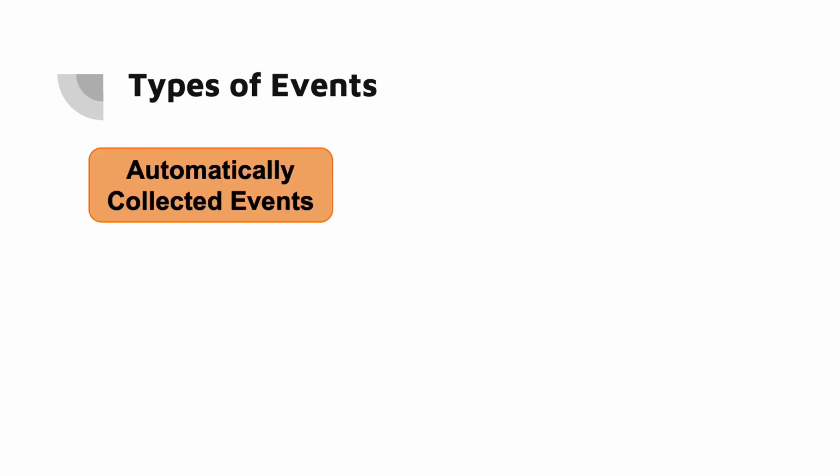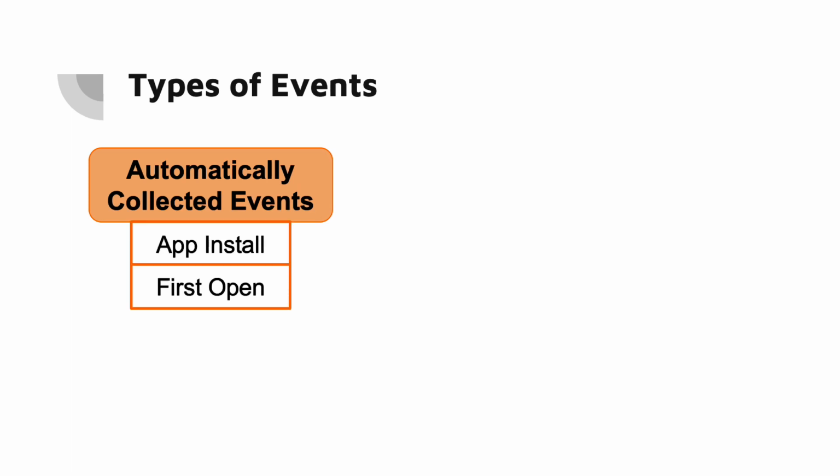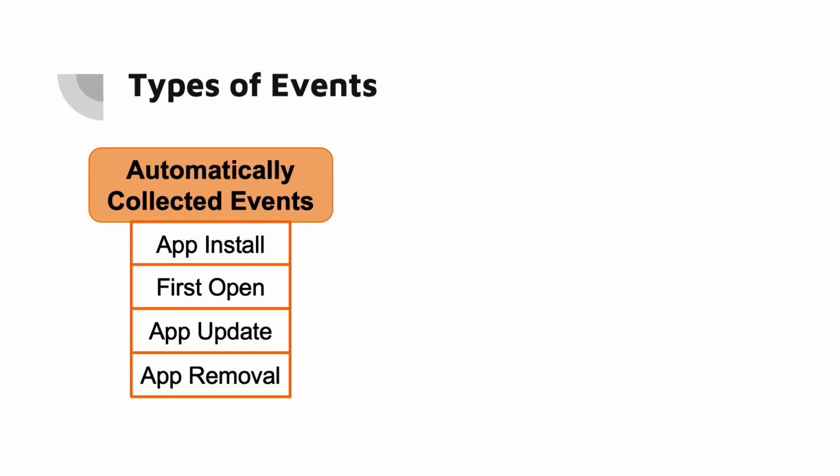There are two types of events. The first type of events that Firebase Analytics provides are automatically collected events. These are events that Firebase automatically logs for you without any additional coding on your part. Examples of these include app install, first open, app update, and app removal. These events provide you with fundamental insights into the lifecycle of your app from a user's perspective.